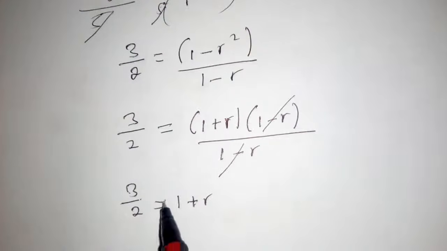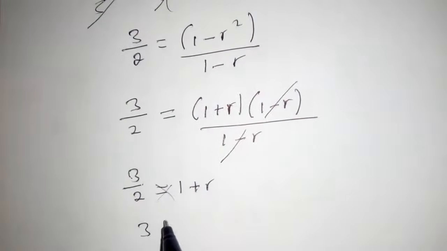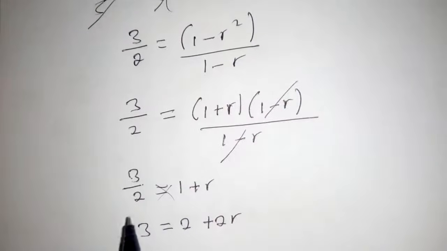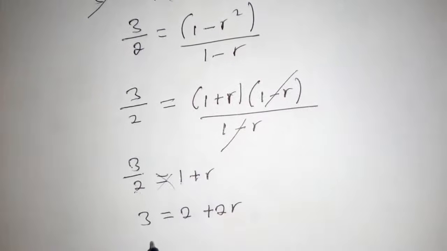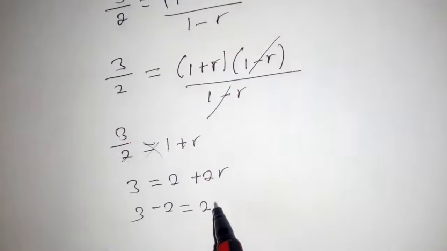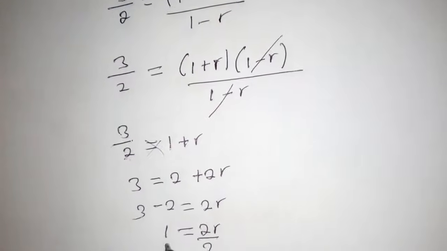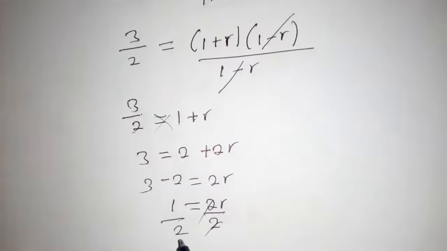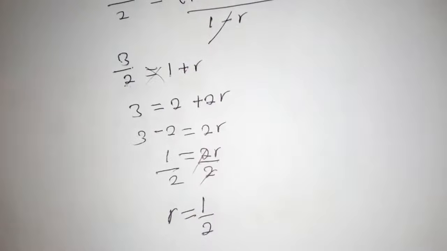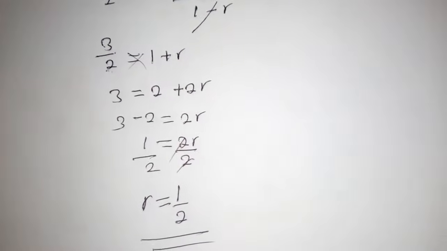So we can cross multiply. We are multiplying this 2 by this, and then here it will look like this. We solve for r, we have something like this. Hopefully you are following. Our r will be equal to what? To half, 1 over 2.